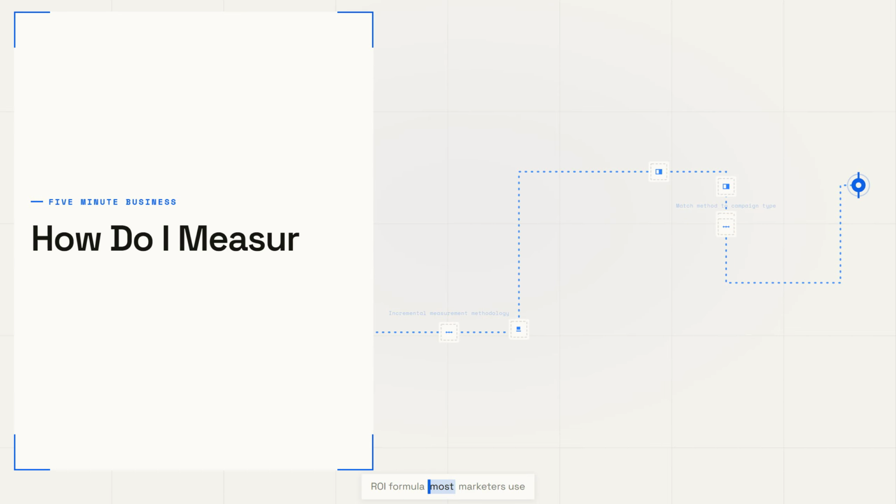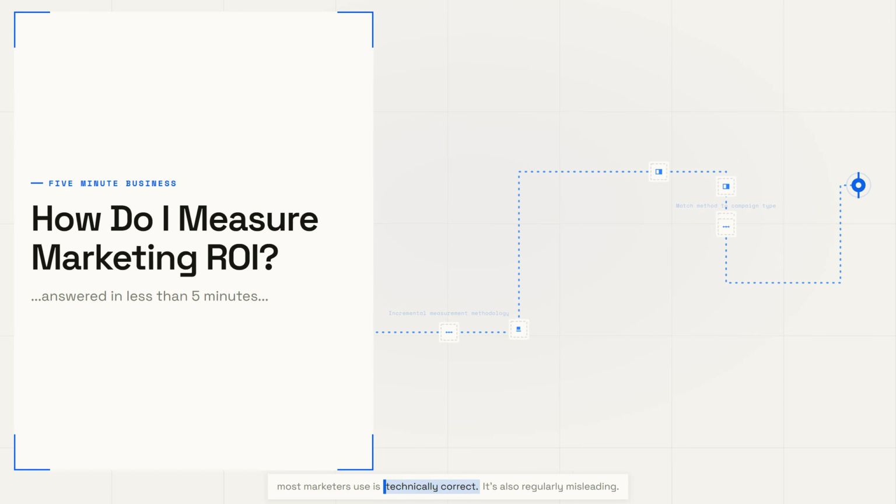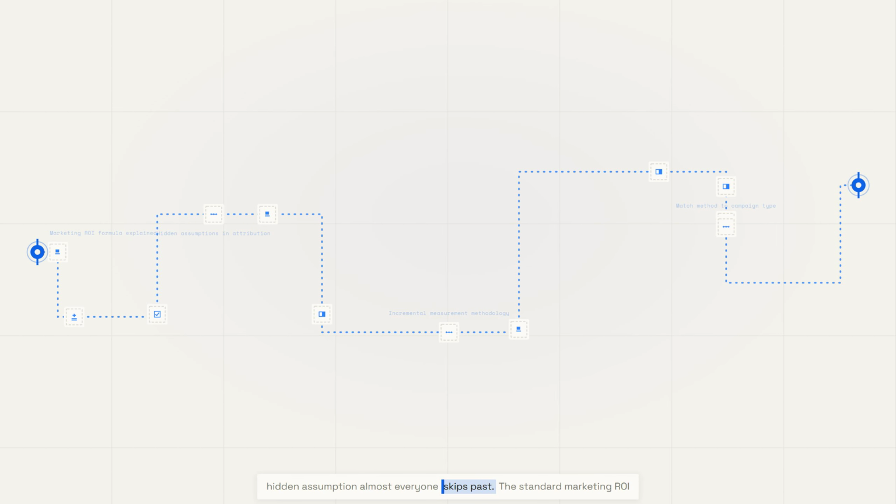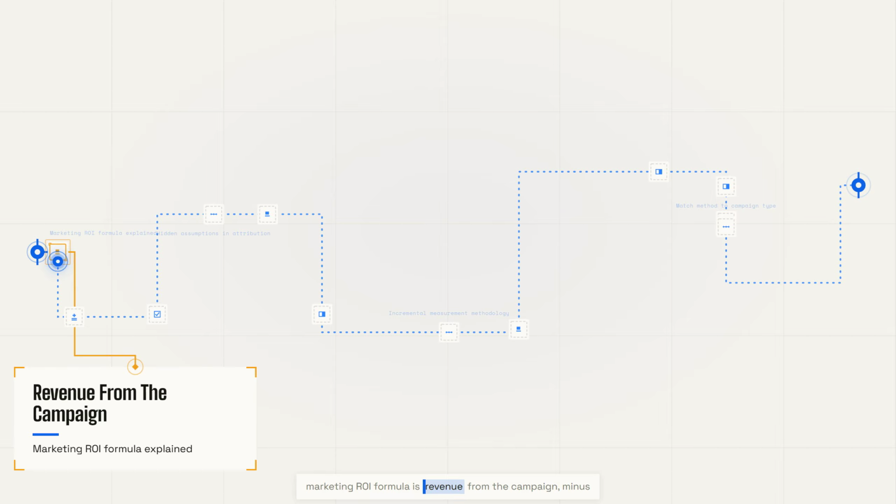The ROI formula most marketers use is technically correct. It's also regularly misleading. Here's the hidden assumption almost everyone skips past. The standard marketing ROI formula is revenue from the campaign minus campaign cost, divided by campaign cost, multiplied by 100 to get to a percentage.